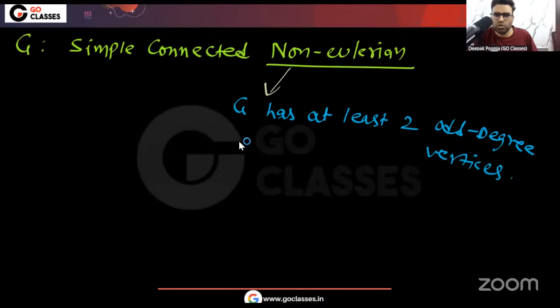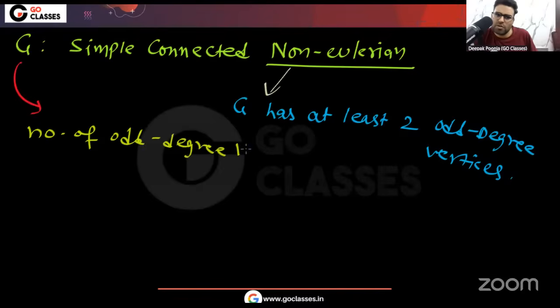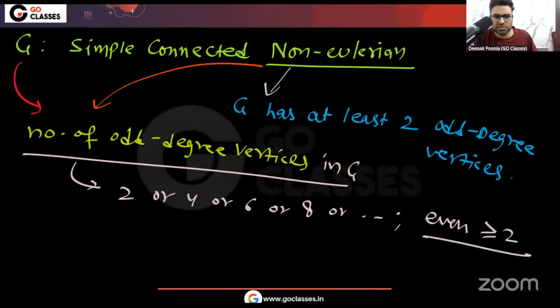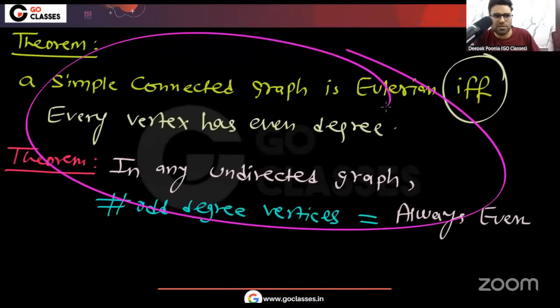So what will be the number of odd degree vertices in G? Because this graph is non-Eulerian, the number of odd degree vertices in G will be 2 or 4 or 6 or 8 and so on. Basically, some even number which is greater than or equal to 2. I hope you understood this. Very simple so far. Two easy theorems we have understood.